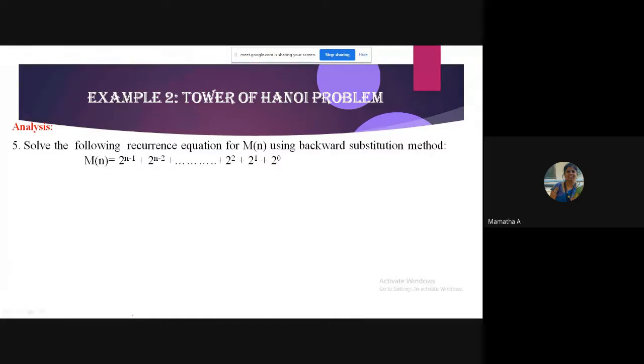Looking at this series, could anybody recall what kind of series this is in your mathematics? Write it in the reverse way if you want: 2 power 0, 2 power 1, 2 power 2, till 2 power n minus 1. Which series? GP series, yes. Geometric progression. So we can observe that this is a geometric progression.